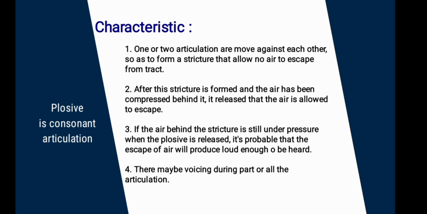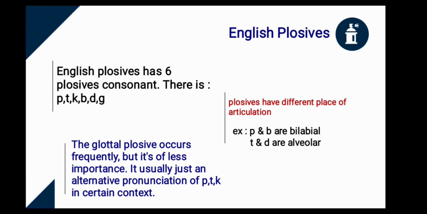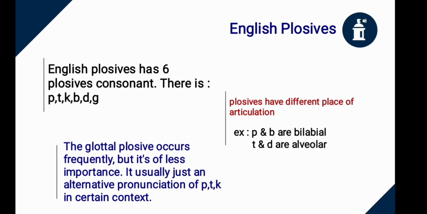What is plosive? Plosive is a consonant articulation and has four characteristics. Next is English plosive. English has 6 plosive consonants. They are P, T, K, B, D, and G. The glottal plosive occurs frequently, but it's of less importance. It is usually just an alternative pronunciation of P, T, and K in certain contexts.